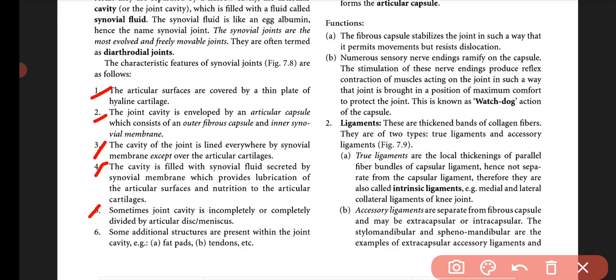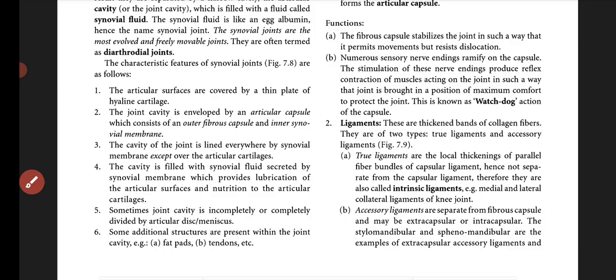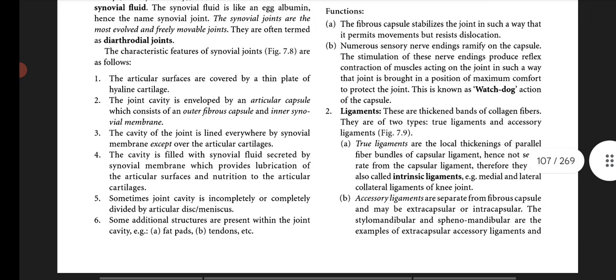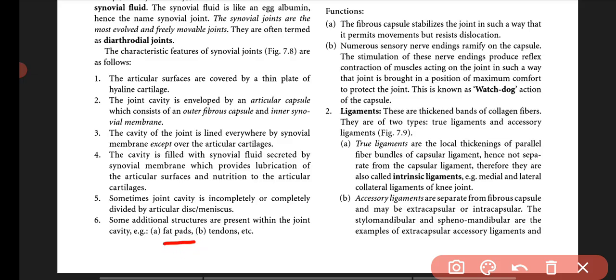Fifth, sometimes the joint cavity is incompletely or completely divided by articular discs or menisci. Some additional structures are present within the joint, such as fats or tendons.